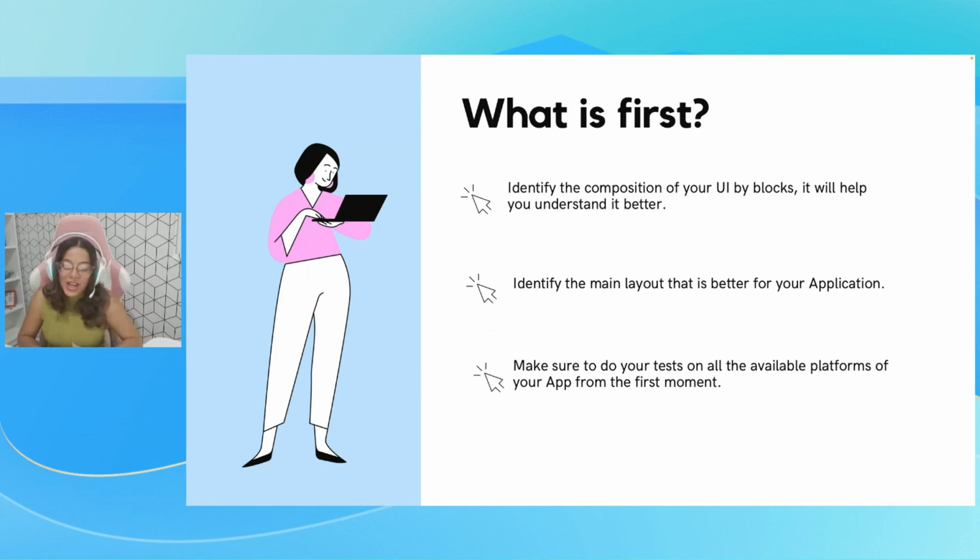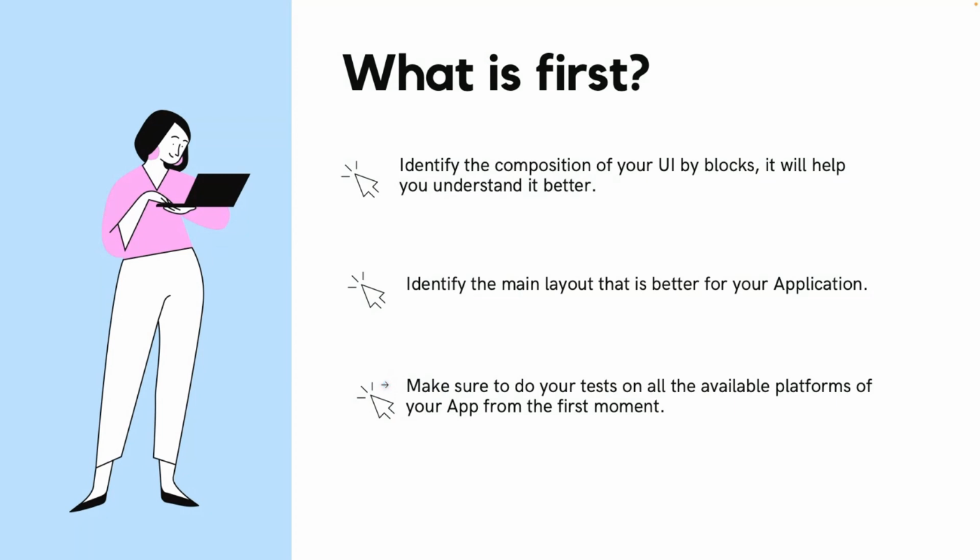I used to use the grid because it provides one of the best performances for my UI, but that's not always the best layout to use. So it's important to analyze what is the best. And the third is that you have to make sure to test on all the available platforms of your app from the first moment. Please don't start just testing on iOS or just testing on Android. Please test on both, because it will help you save a lot of time and keep your code clear from the start.